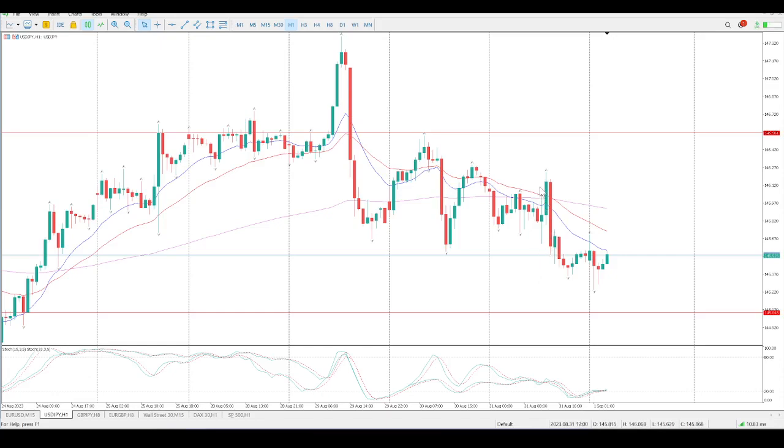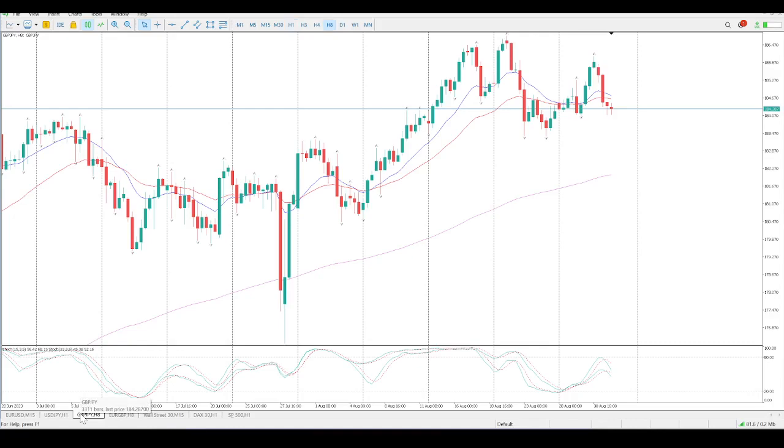And longs are going to be pretty much on a break and retest of yesterday's high. There's a gap up there as well, so I need to see us get above 146.246 before looking at that. I think I'm going to sit on the sidelines for this one. We'll just watch Euro USD. That looks like the better setup in the dollar pairs.